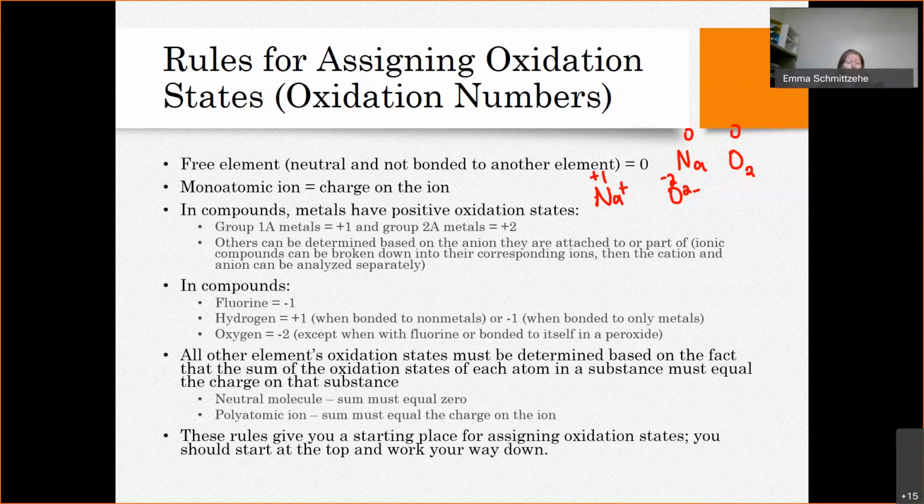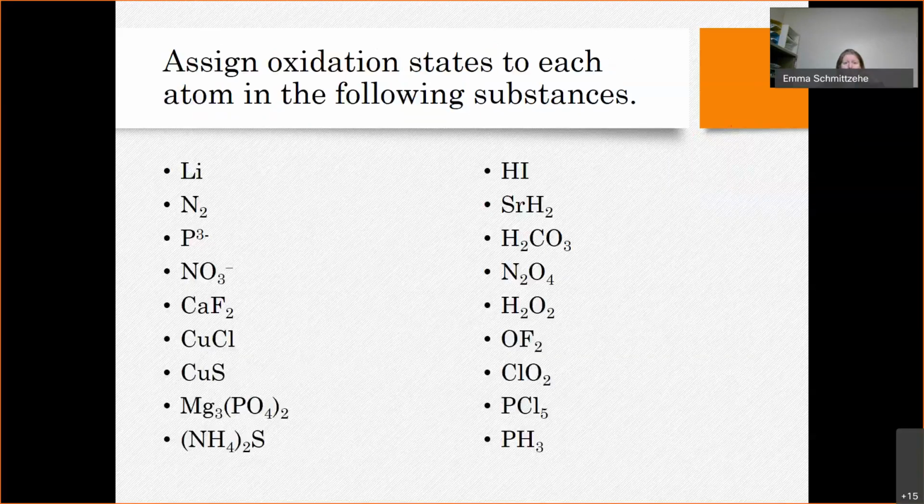I have several examples already posted with the lecture slides, but I'll go through some as well. So here I've got a long list of different substances, and I want to know the oxidation states of each atom in each of these substances. Okay, so this first one, we have lithium. That is a free element, an element by itself in neutral. And so this has an oxidation state of 0, because it's by itself in neutral.